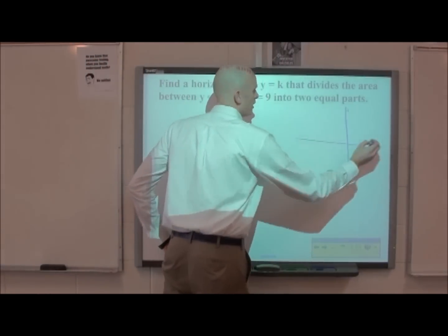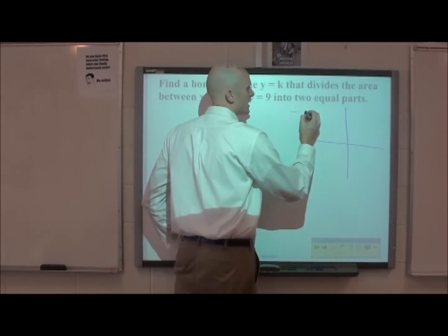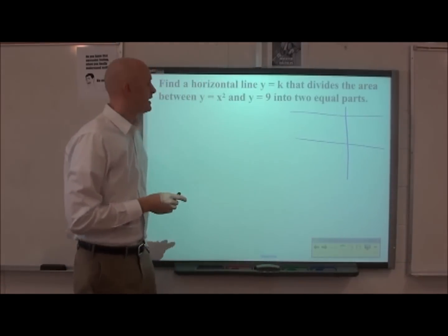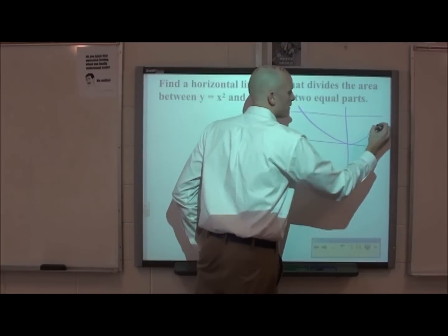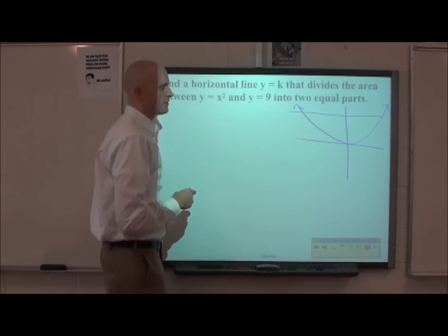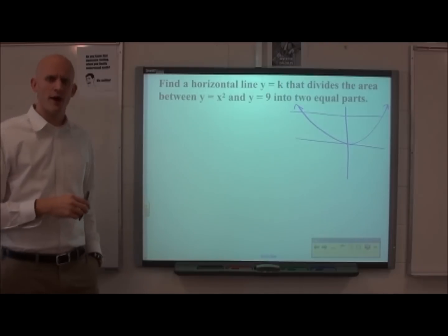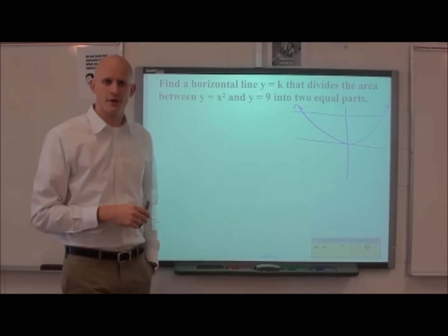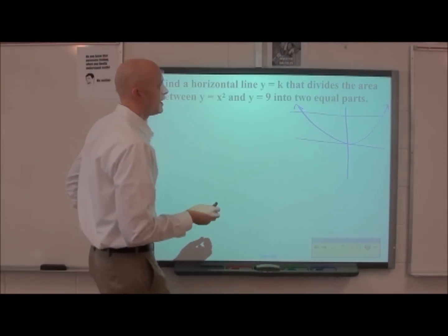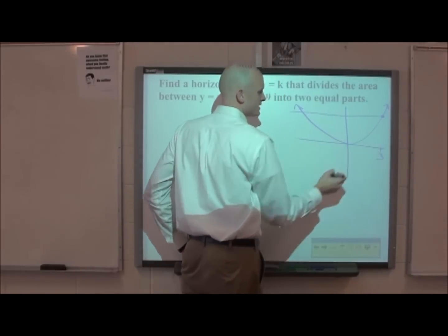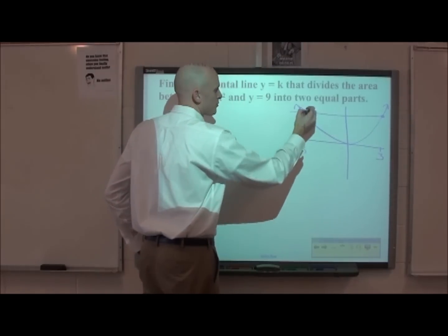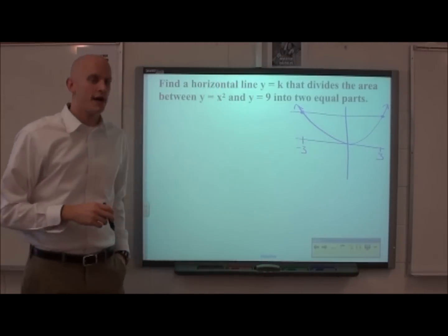Here is our line y equals k. And here is our line y equals x squared. It's not a line, it's actually a curve in this case. It should be a beautiful parabola. Mine is not quite beautiful, but you're just going to have to accept that. We know at 3 our value is 9, and at -3 our value is 9.